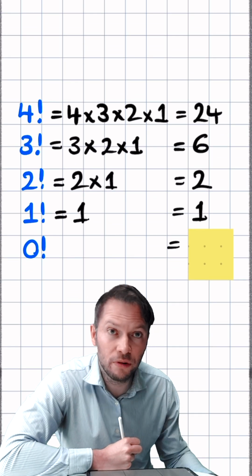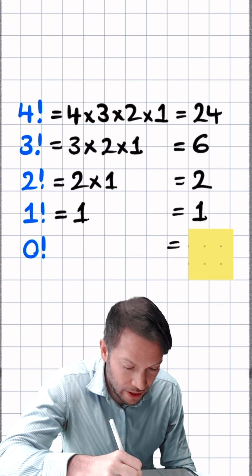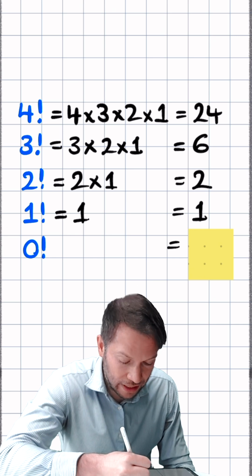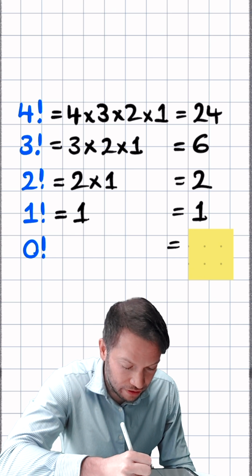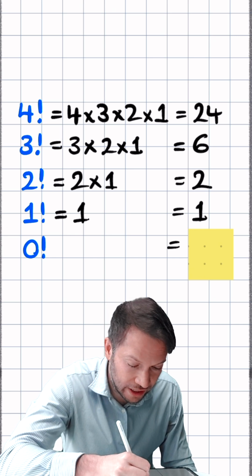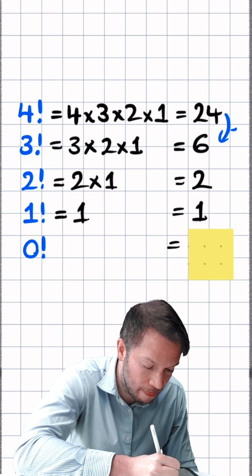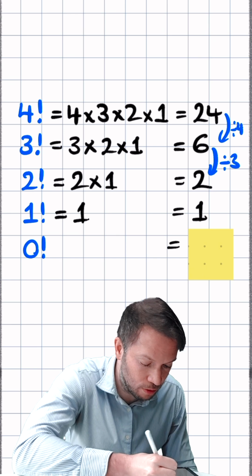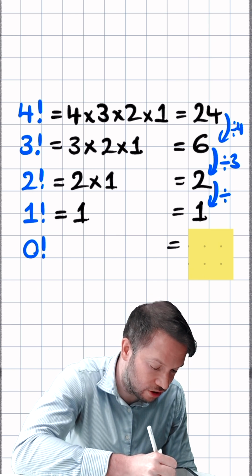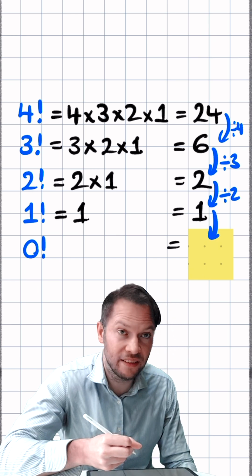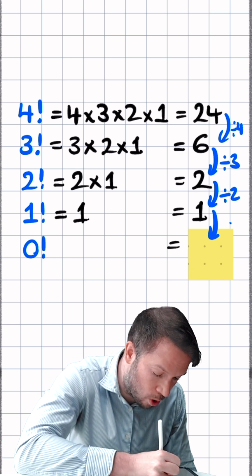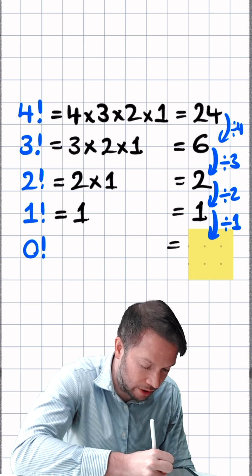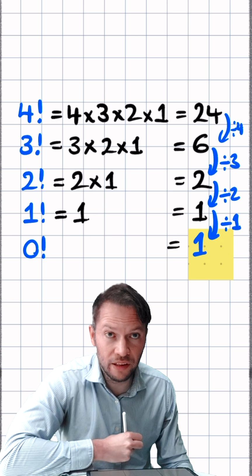So 4 factorial is 4 times 3 times 2 times 1. And when we go down to 3 factorial, we can see we no longer have this 4 in the next line. So it's going to get 4 times smaller. And then from 6 to 2, it's going to get 3 times smaller. Then 2 to 1, it's going to get 2 times smaller. And if we follow this pattern, we think we're now going to divide by 1. And 1 divided by 1 is 1. So 0 factorial is 1.